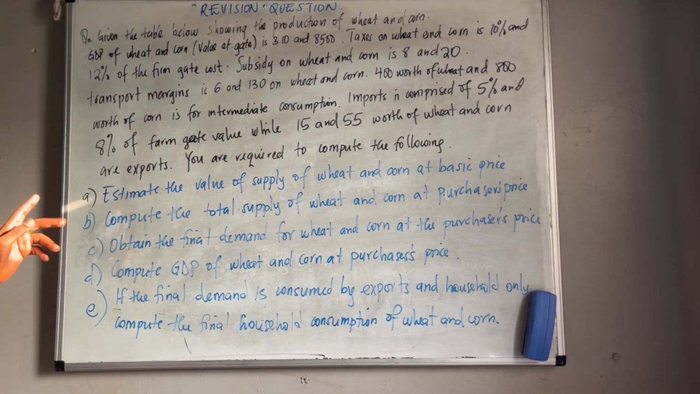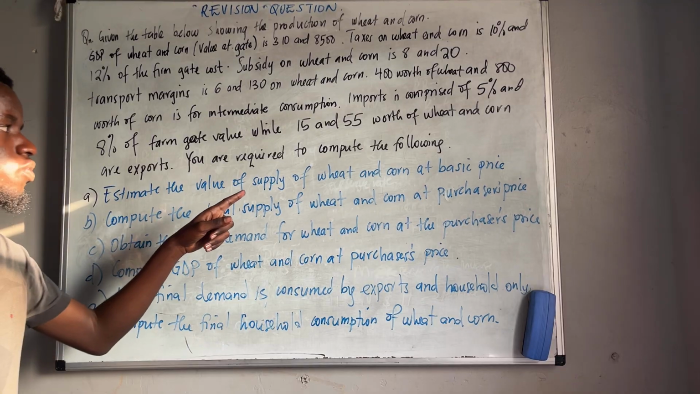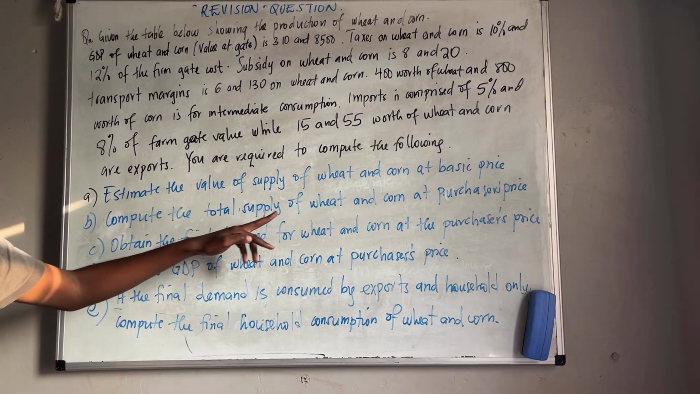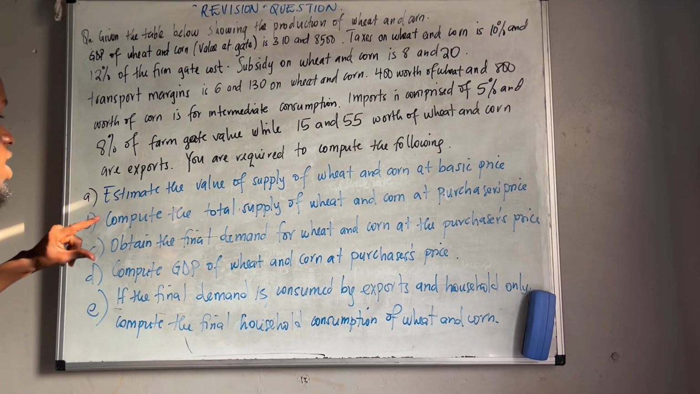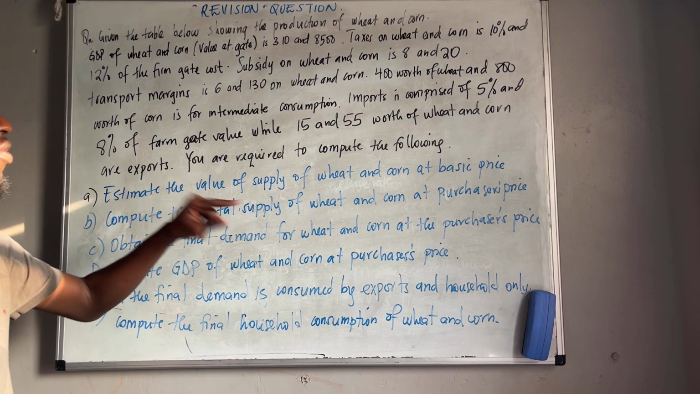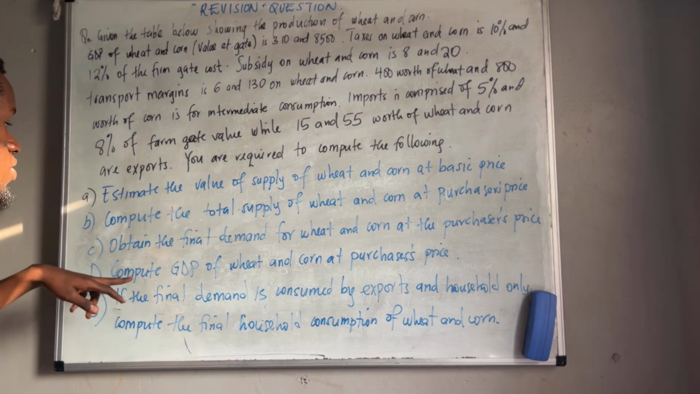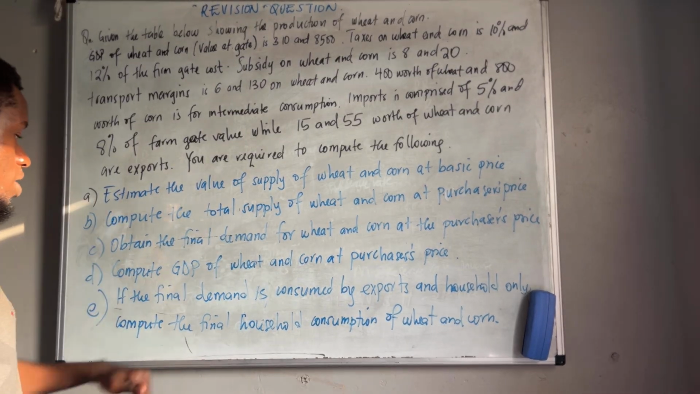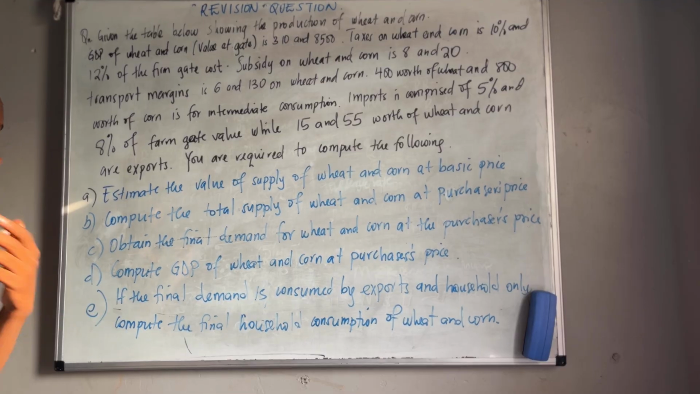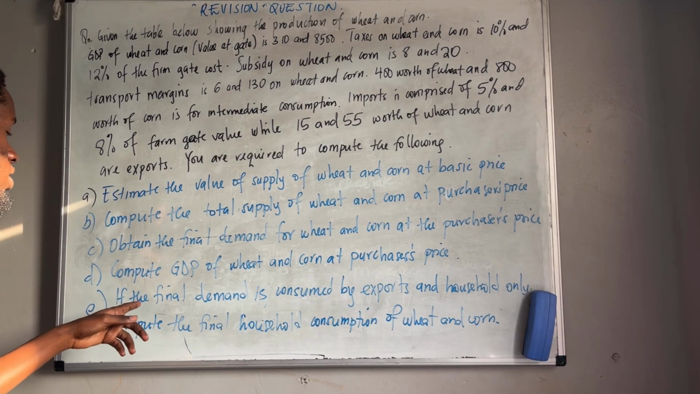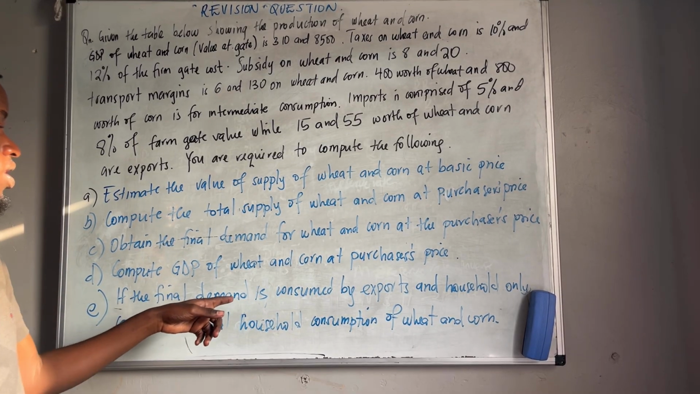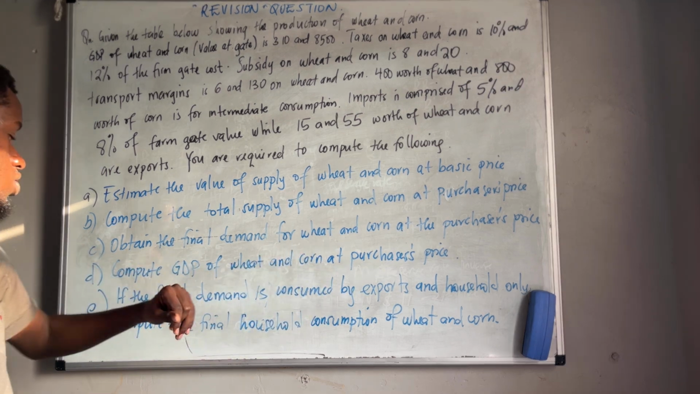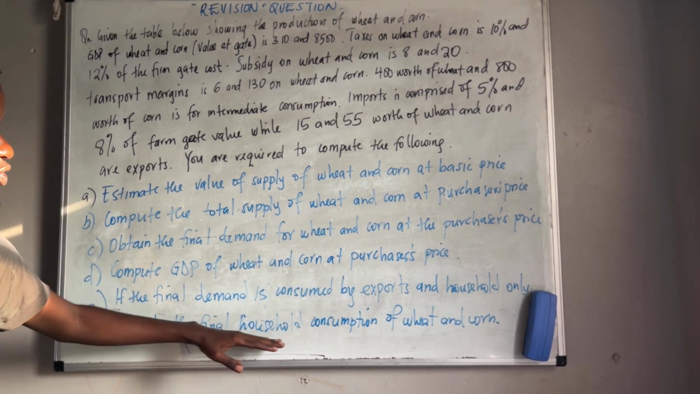First of all, estimate the value of supply of wheat and corn at basic price. Then compute the total supply of wheat and corn at purchaser's price. Then obtain the final demand of wheat and corn at purchaser's price. Then compute GDP of wheat and corn at purchaser's price. Lastly, we shall need the final demand.